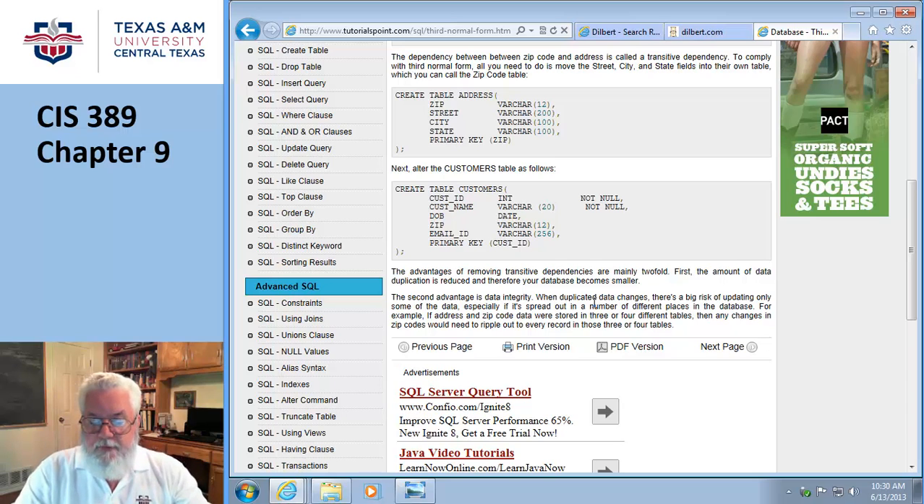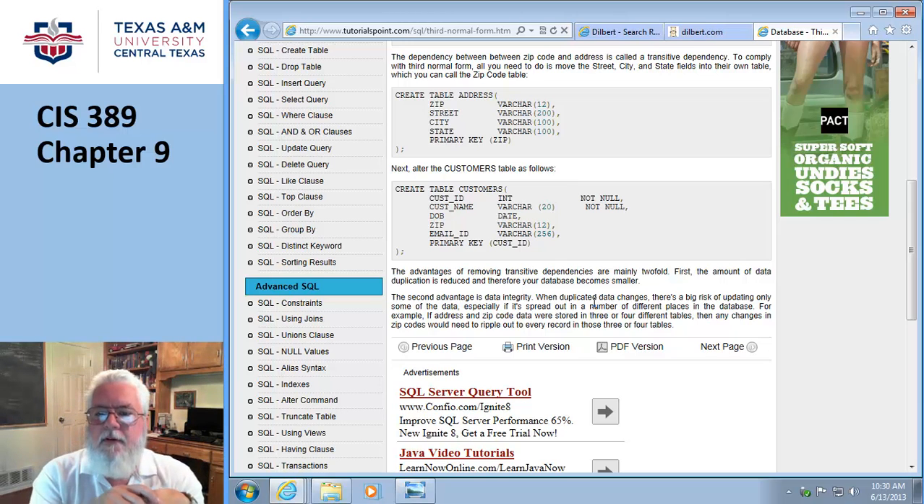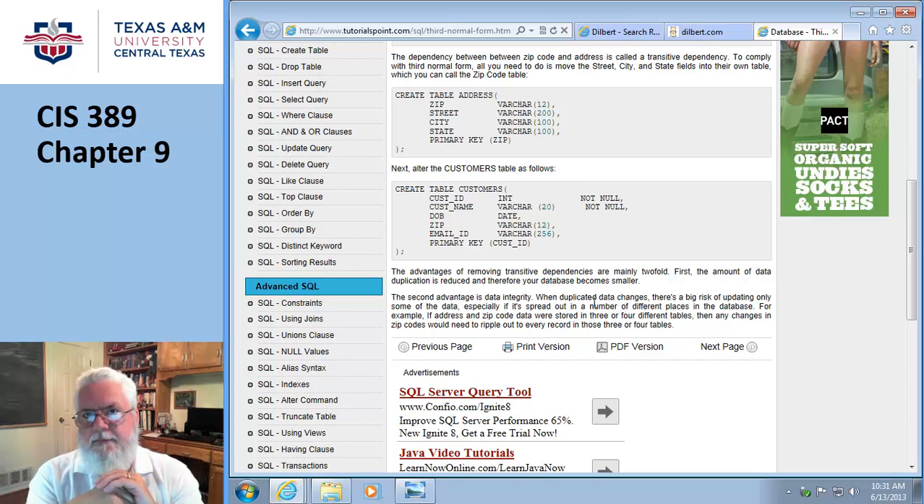Okay. Second normal form talks about this thing called functional dependency. And the key to functional dependency is that if you give me one piece of information, I can give you the rest. In other words, given the guy's customer ID, I can provide you with his name, his date of birth, and his zip code, as an example. So given something, I can give you something else. So functional dependency is what second normal form is about.